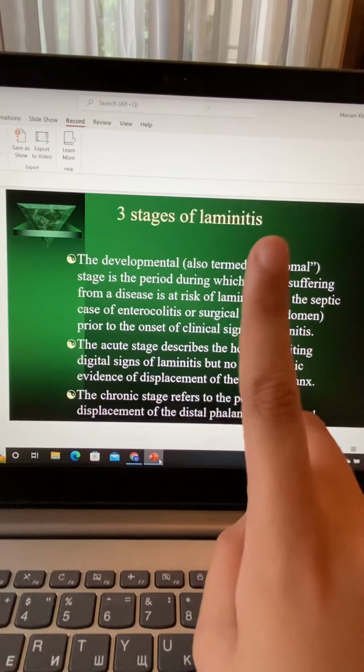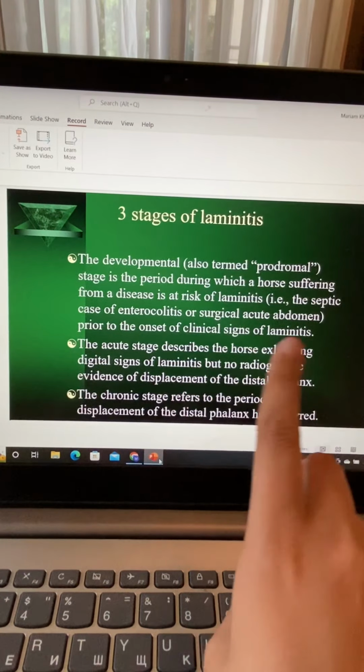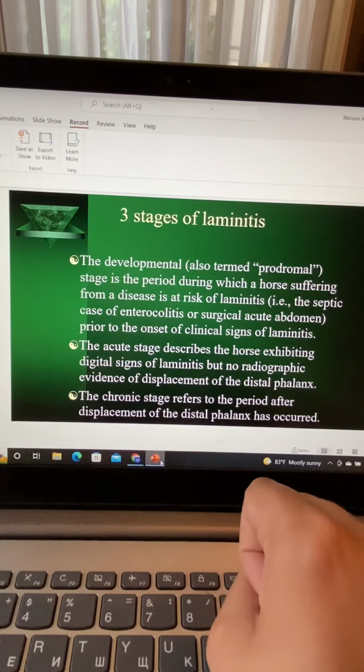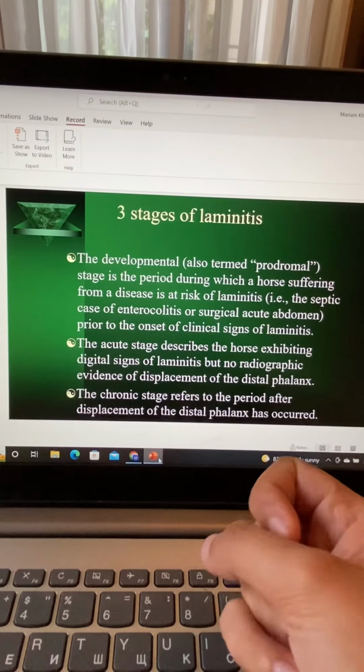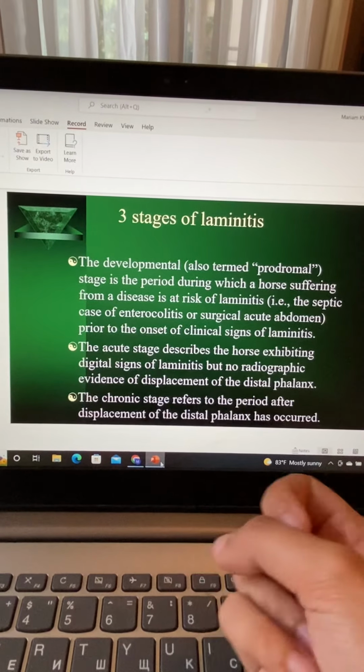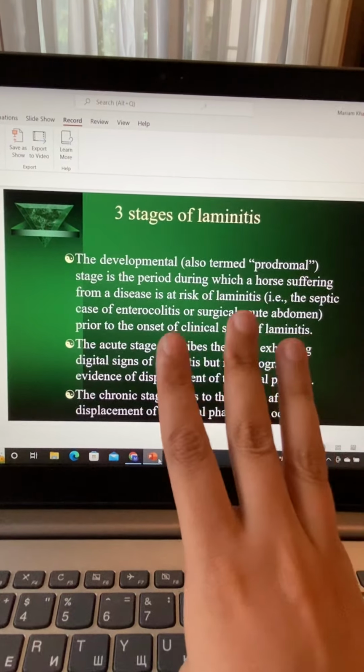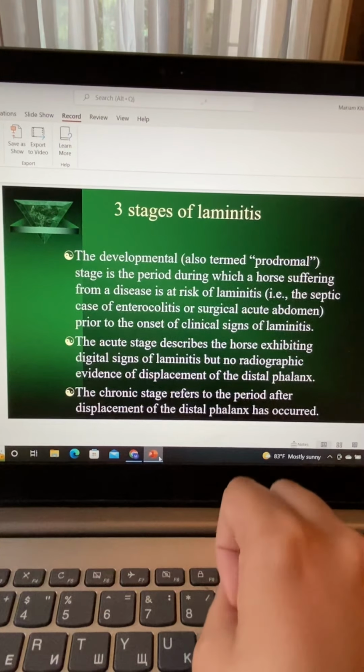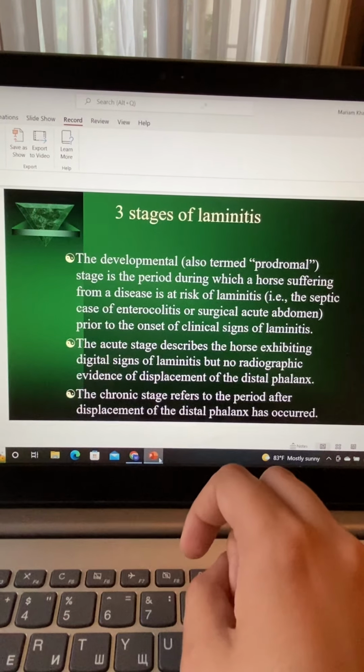Then, so prodromal stage, then you have the acute stage. So this is when the horse is showing digital signs of laminitis, but you don't see anything in the x-ray, like displacement of the distal phalanx, like I mentioned. And stage 3 is the chronic stage. So this is the period after you displace the distal phalanx.